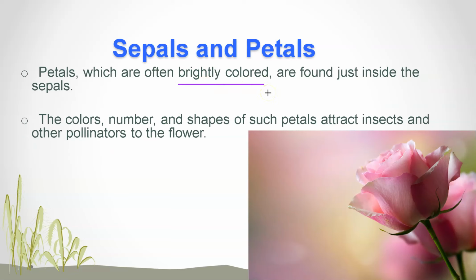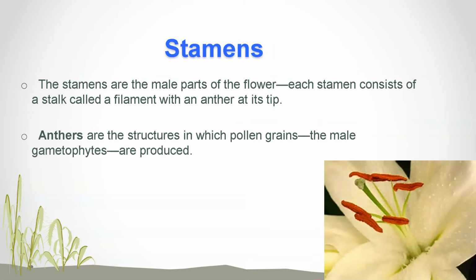From a biology standpoint, the purpose is to attract insects, pollinators, to the flower. Because bees have different eyesight and some insects can see UV light, flowers look a lot different to insects than they do to us.